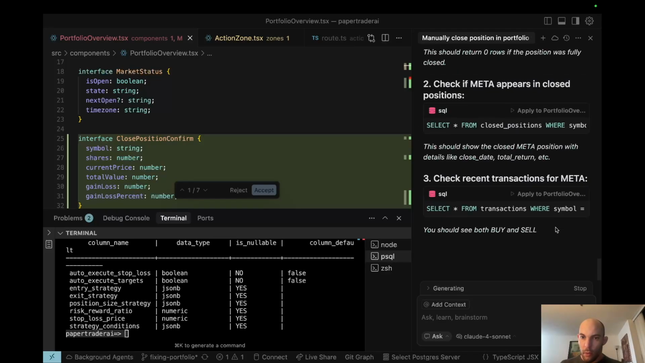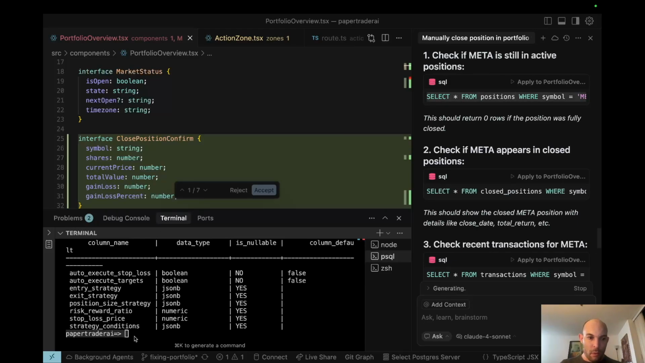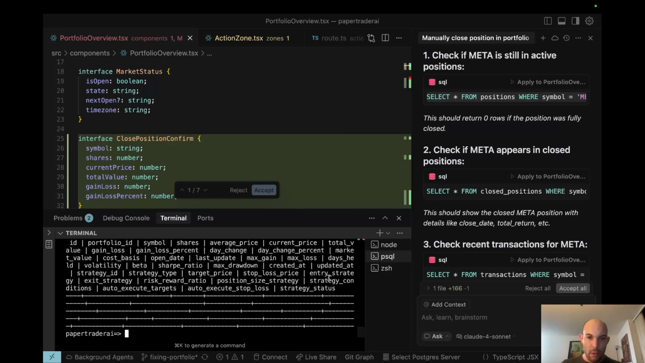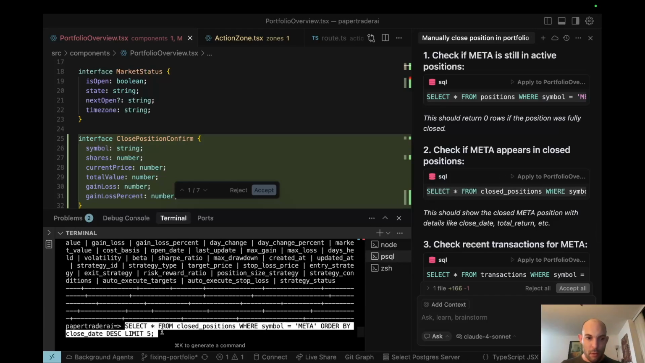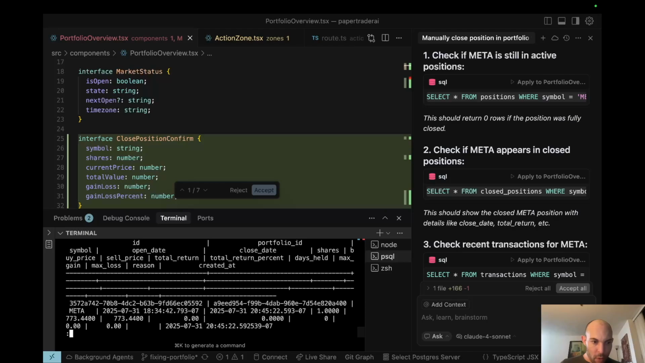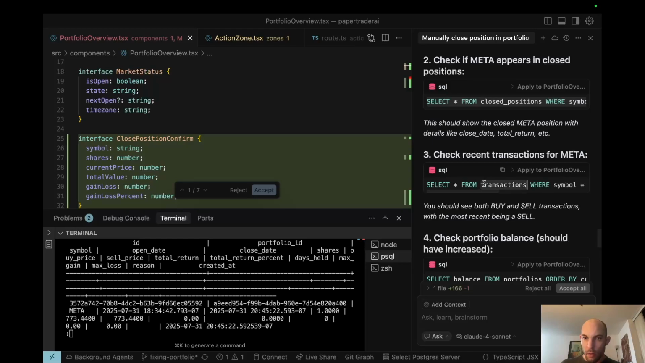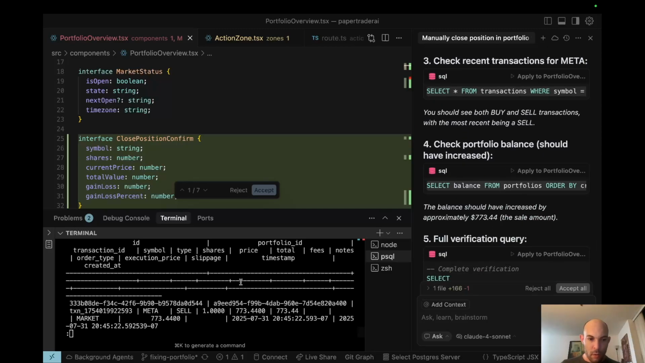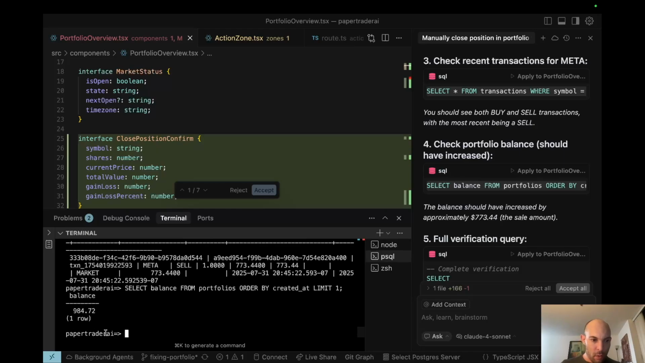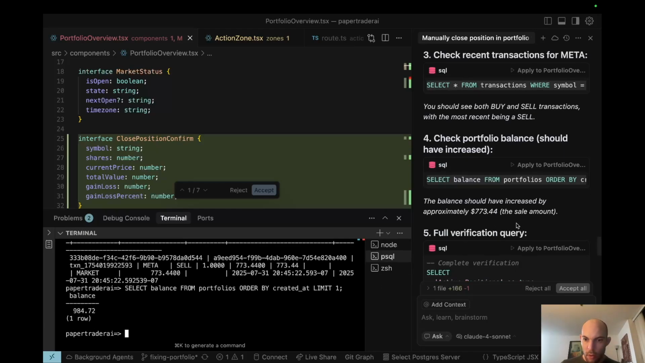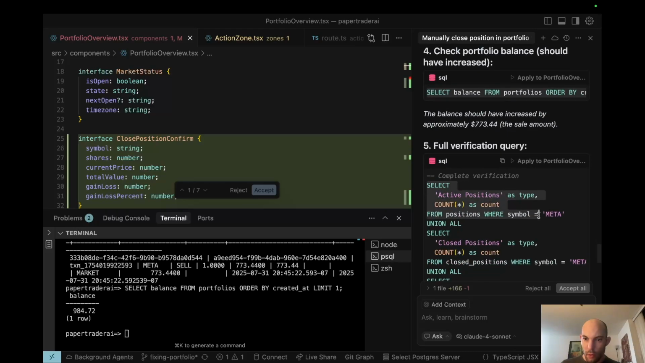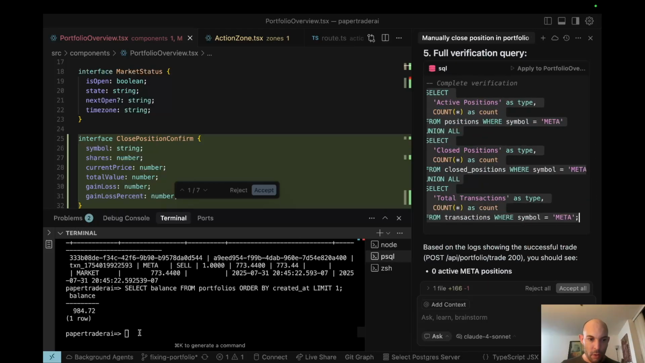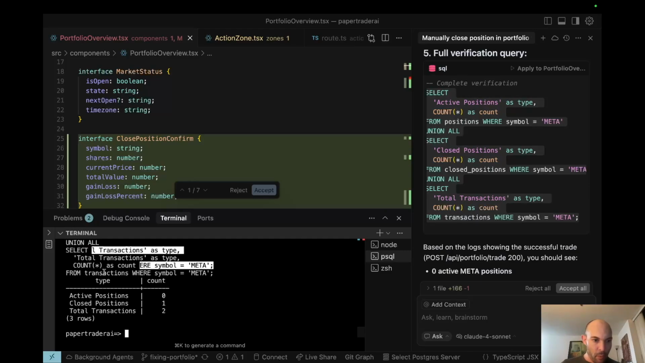Awesome. Here we go. I like doing it this way. Oh, wait. There we go. There she is. 773. There's the balance. Okay. And then we can run all of it. And I think we can get a better structure to print. Yeah, here we go. Very cool.